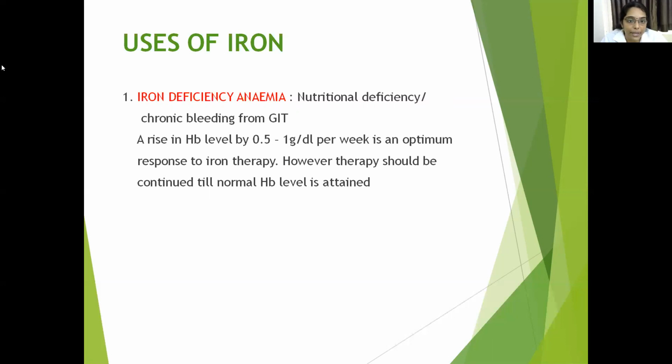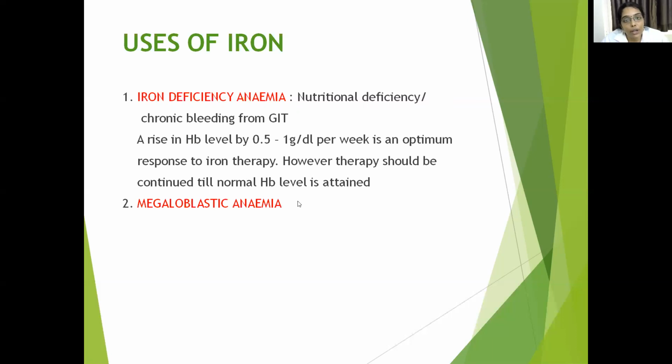Initially, the rise is rapid, later the rise declines. So how much rise in hemoglobin is considered optimum? A rise in hemoglobin level by 0.5 to 1 gram per dL per week is an optimum response to iron therapy. However, it should be continued till normal hemoglobin level is attained.